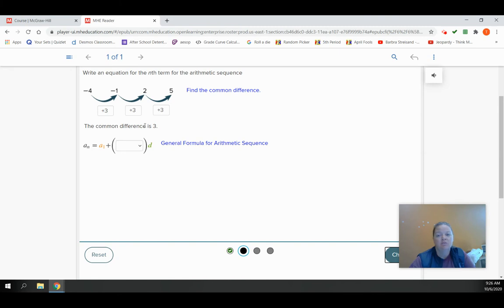Now that we know our common difference, we're going to use the general formula for the arithmetic sequence, which is a sub n equals a sub 1 plus something times d. So we decide, do we want n plus 1 or n minus 1? We always want to use our previous term to get to our next term. So we're going to put n minus 1. That means the number of term you're on minus 1.